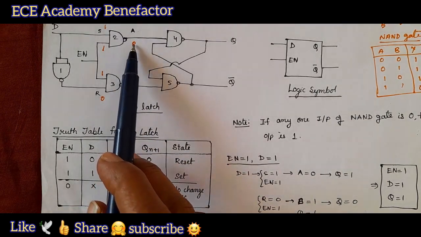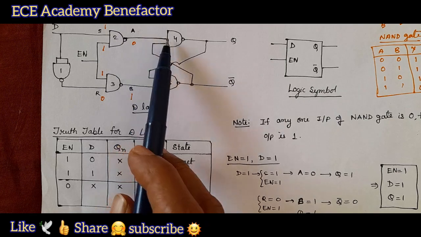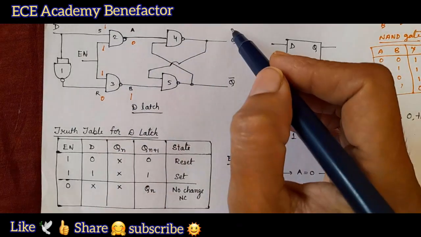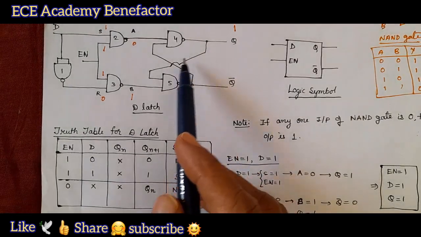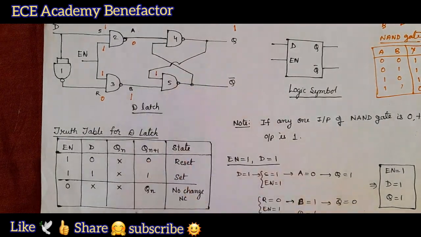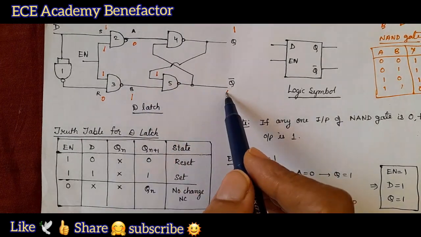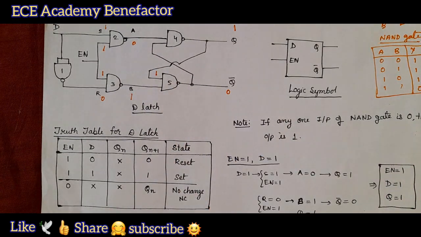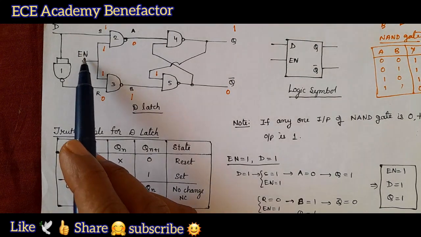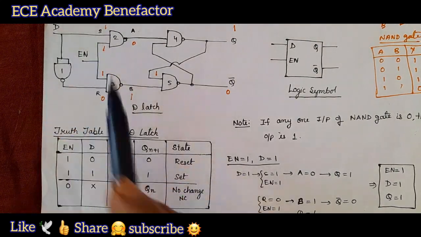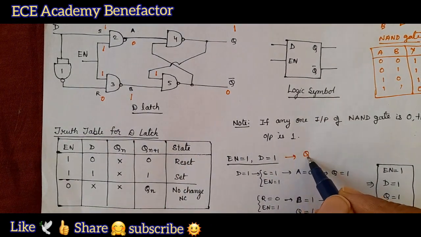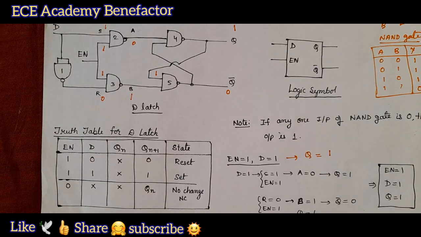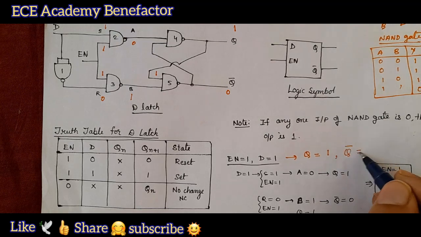So, here it is 0. When any one of the input of NAND gate is 0, what is the output? It is going to be 1. Now, what happened? This 1 gets coupled over here, so this 1 1 becomes 0. Is it clear? So, what is the condition here? Enable is 1 and D is 1. So, when enable is 1 and D is 1, what is the output coming? Output Q is going to come as 1, and Q bar is coming as 0.